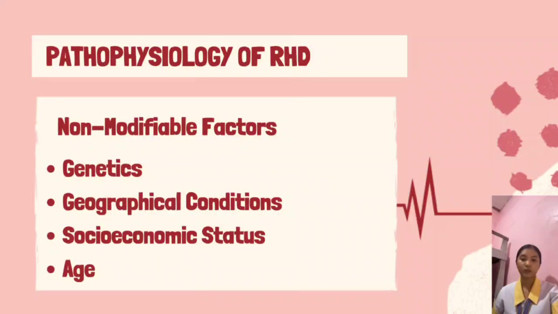Another one is the socioeconomic status. So poverty contributes to overcrowded living conditions and limited access to healthcare, increasing the risk of recurrent GAS infections and progression of RHD. Then lastly, we have age. RHD primarily affects children and young adults ages 5 to 15 years old due to their higher risk of developing acute rheumatic fever or ARF after GAS infections.